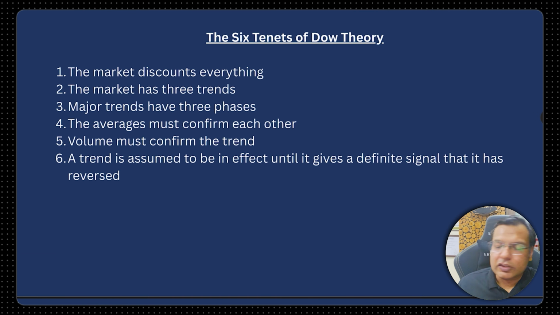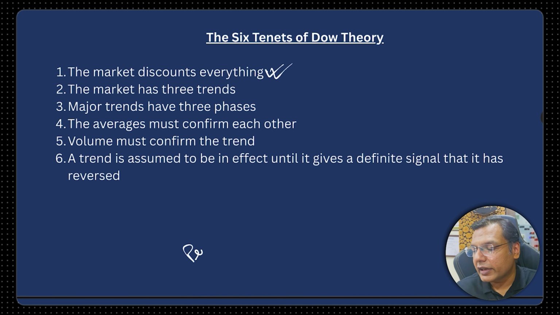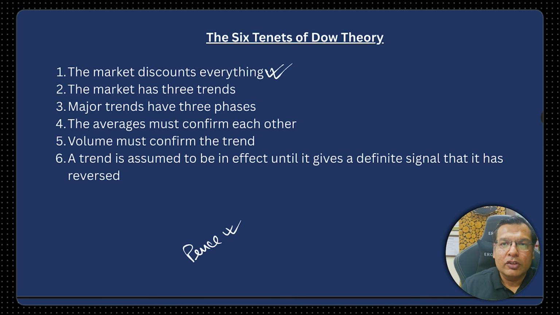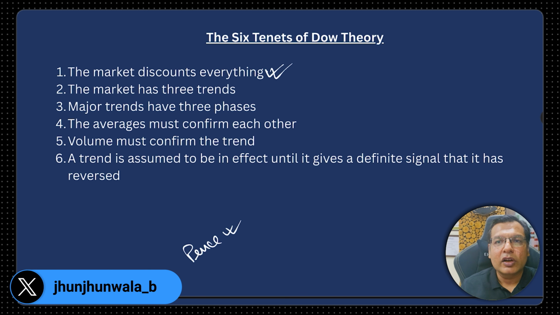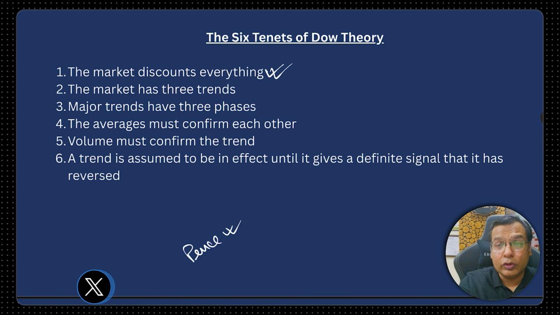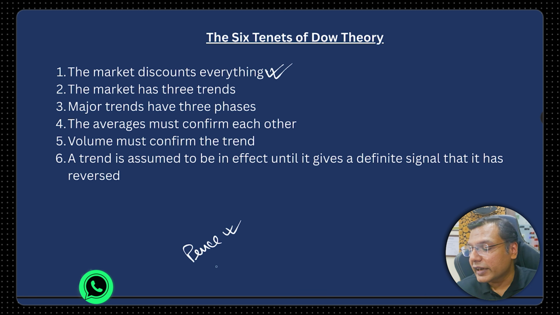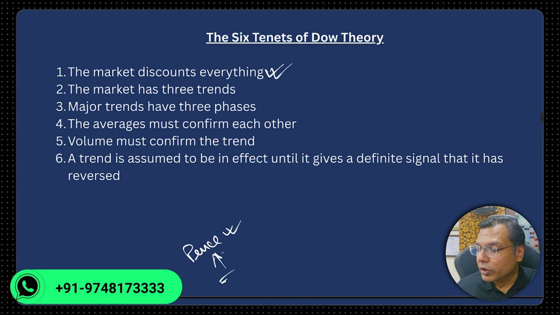So what are the 6 tenets of the Dow theory? The first tenet is that the market will discount everything. Do not follow the news. Do not follow the papers. Do not follow the social media. If there is anything that is happening right now, it will be already discounted in the price. The price will already have the effect of that news. So whatever you hear, whatever you see, whatever you read is already discounted in price. So when the news reaches you, the price has already reacted to that news. So you don't need to do anything.